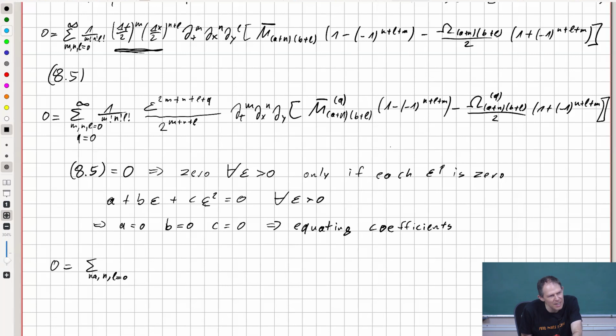So I'm not writing to infinity here. Rather, now q is p minus 2m minus n minus l for any given order of p. So p is the order at which I look at these equations, at the equation.